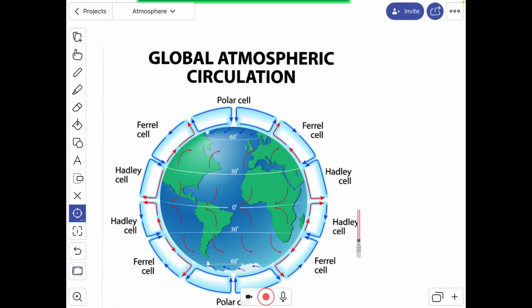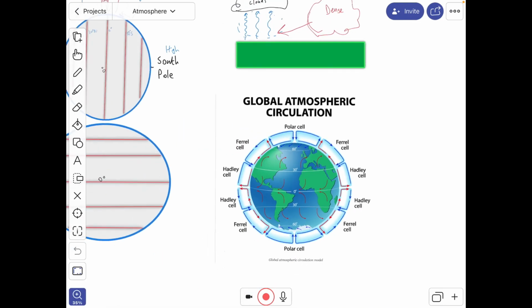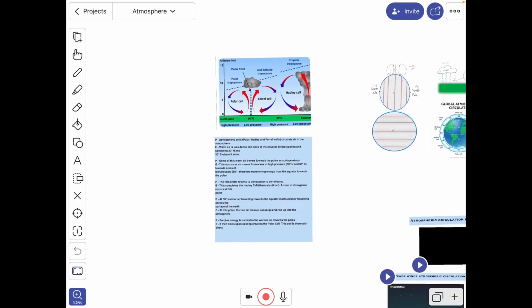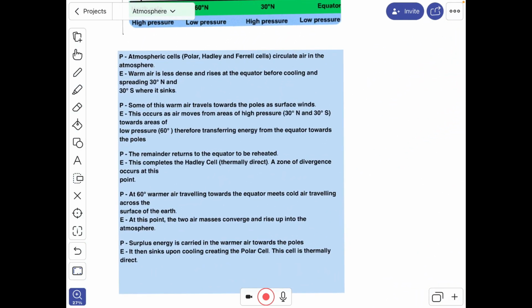Another thing that you can notice in this diagram is how the Coriolis force dictates how the air travels, as well as the differences in direction, whether it's the northern or southern hemisphere. Okay, so if you pause it here and look through that, that should be fine for full marks in this answer.